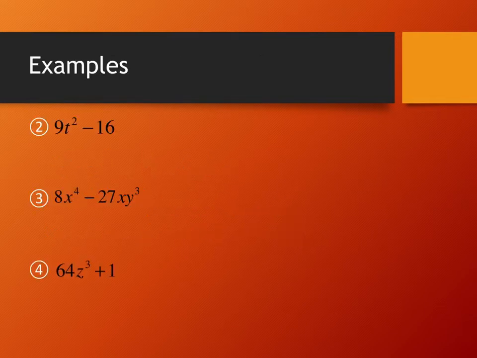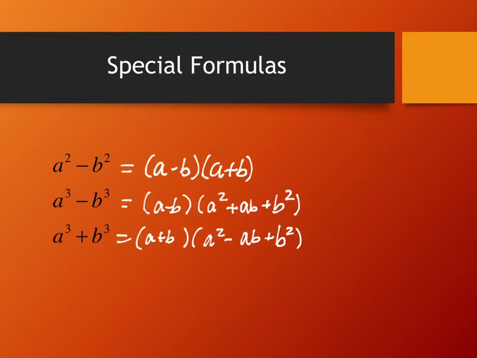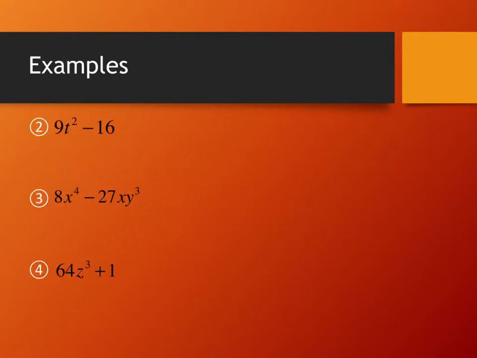Okay, these three are all one of those types of formulas. Okay? So the first one, which of the three is it? So the first one's called a difference of squares, the second one's called a difference of cubes, and the last one's called a sum of cubes. Which one of those three is the first one here, number 2? It is a difference of squares.